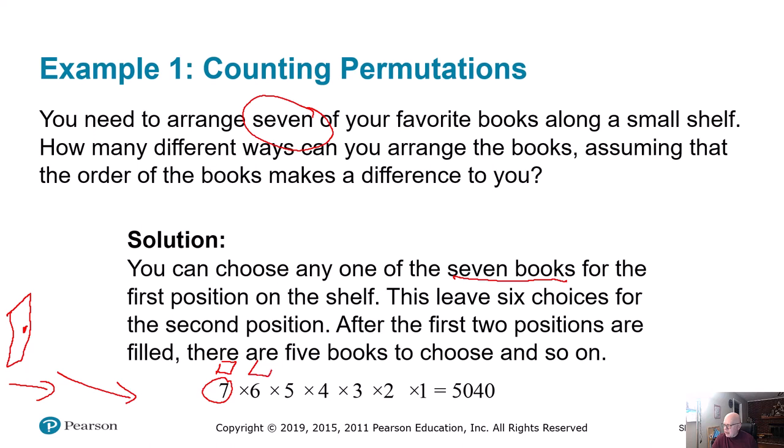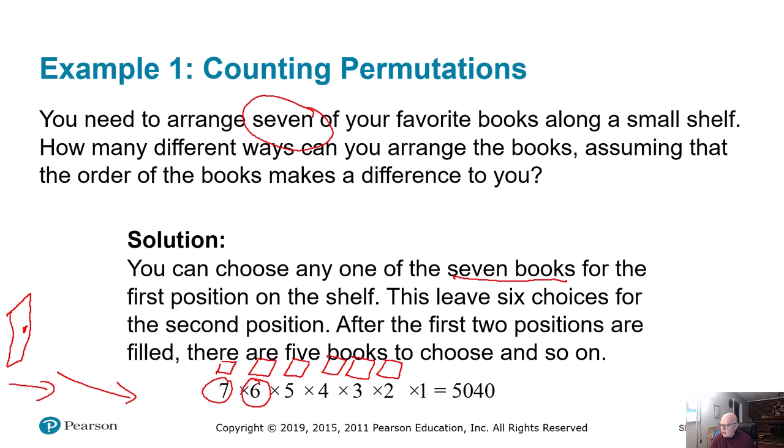For the second position, how many books are left? Well, you've had 7 books, you've just placed one, there's 6 more books. So now you can choose from one of 6 books. Those 2 books are gone. We want to pick another book. How many books can we choose from now? 5. And continuing, 4 for the next one, 3 choices for the next one, 2 choices for the next one. And once we've chosen those 6 books, there's only 1 book left. So there's only one way to pick the last book.